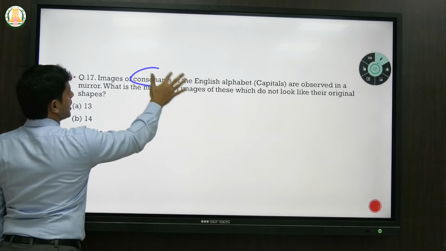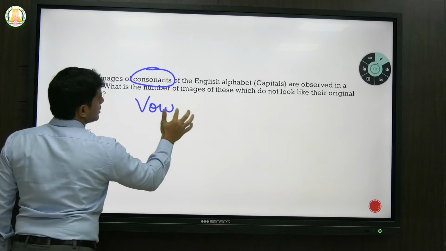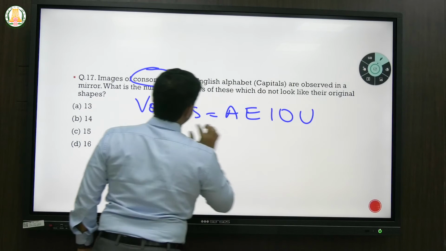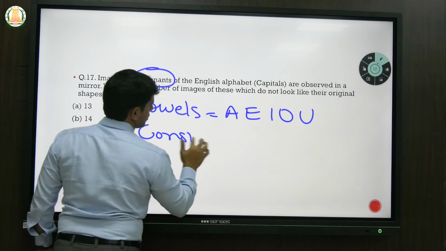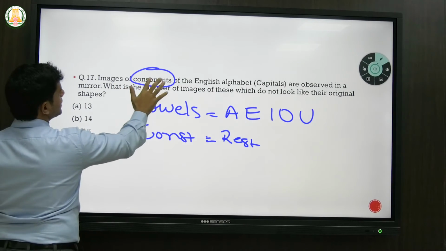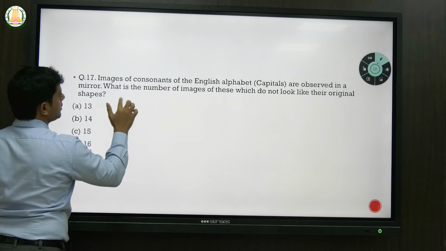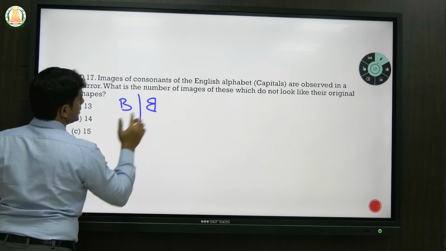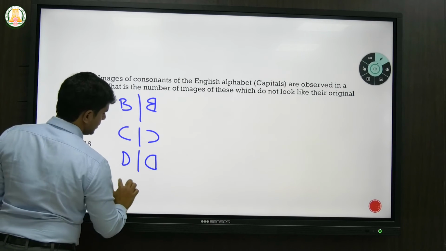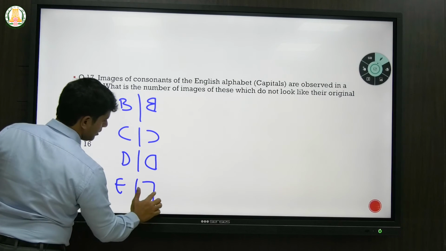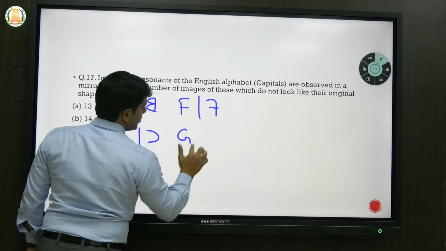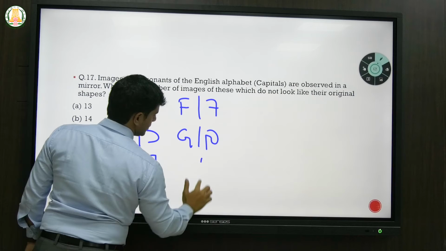Okay, only consonants. So there are vowels and consonants. Vowels are A, E, I, O, U, and consonants are the rest of them. So when you're checking, you have to only check the consonants. So the first consonant is B. This becomes like this. It's wrong. C, mirror image like this. D, mirror image like this. E, mirror image is this. F is like this. G, like this.